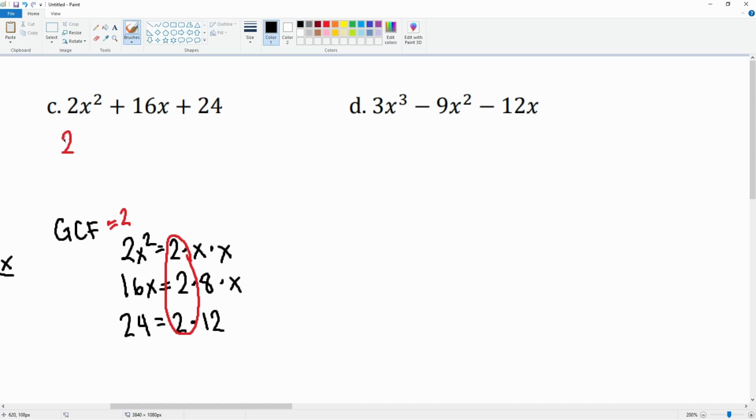What is left over from the 2x squared is x squared. What is left over from the 16x is an 8 times x, so 8x. And what is left over from that 24 is just a value of 12.